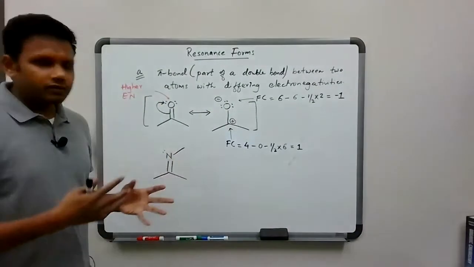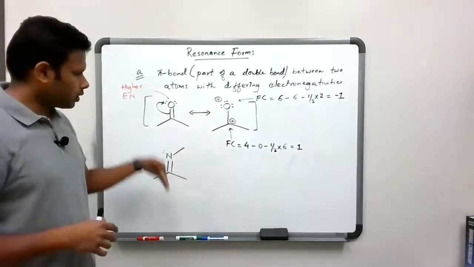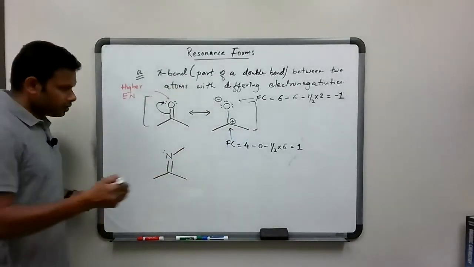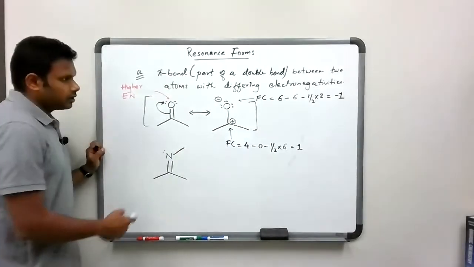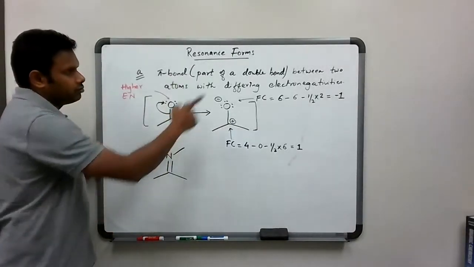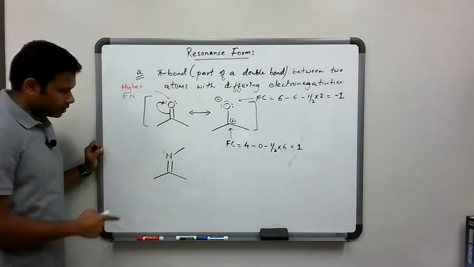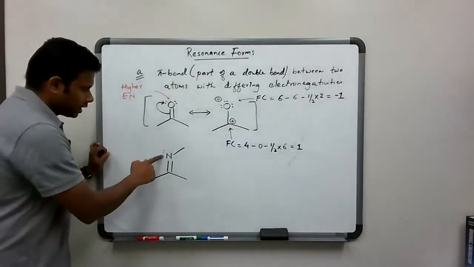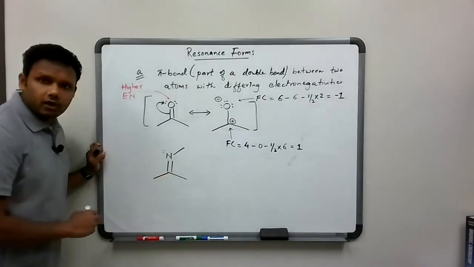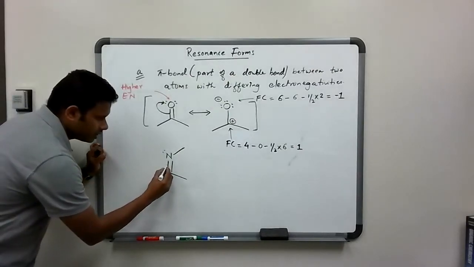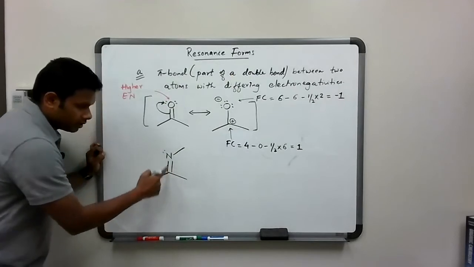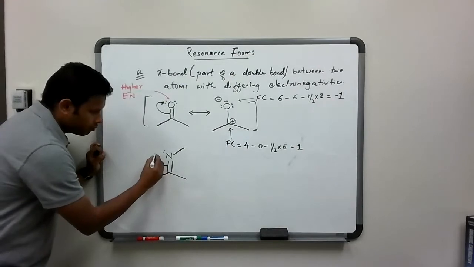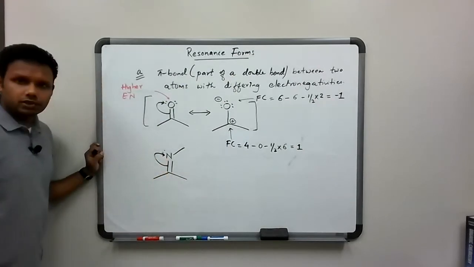I took a lot of time just to explain what's going on, but we'll go through the same process quickly in this next one. Let's look at this next set, where again we have a pi bond between two atoms with different electronegativities. We have a carbon and a nitrogen atom. Nitrogen is more electronegative than carbon. So what we can do is take the pi bond between the two atoms and move it to the nitrogen atom.